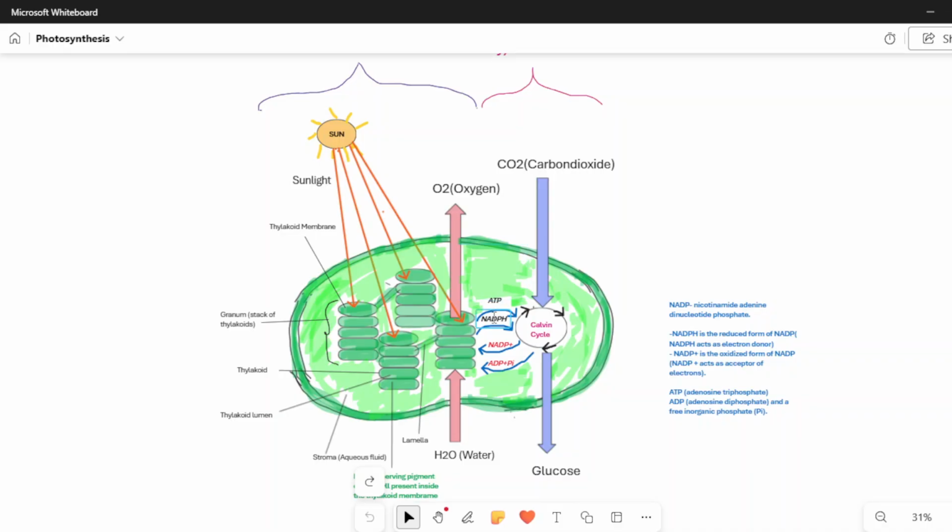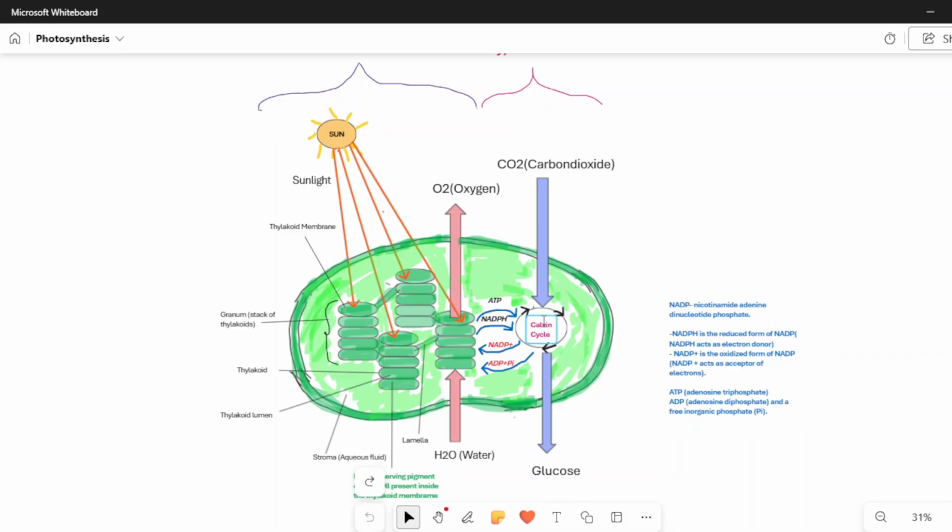Just think of these two as the batteries. Like the sun is our charging point where we are charging batteries. So those two charged batteries are ATP and NADPH, temporarily charged batteries, which are used for the production of glucose. These both are the chemical components which are released. They act like the energy batteries for the next chemical process to take place.